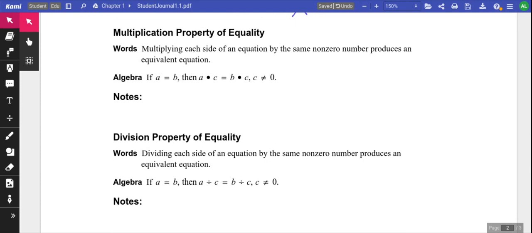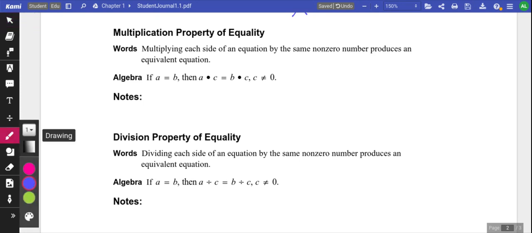Now we've got our multiplication property. As you can probably guess, just like addition and subtraction, if we multiply each side of the equation by the same value, here written as c, it's still going to be equal. This one has an additional rule: c can't be equal to 0. You wouldn't want to multiply both sides by 0, because you just end up with 0. Any value other than 0, you can multiply and it's still going to be equivalent.